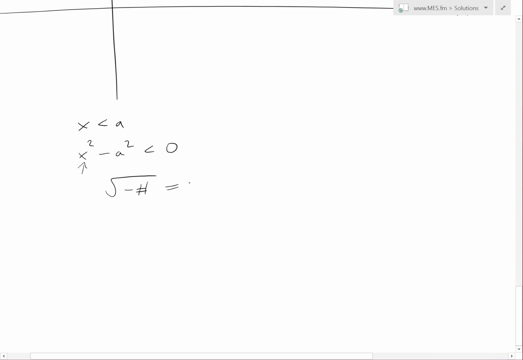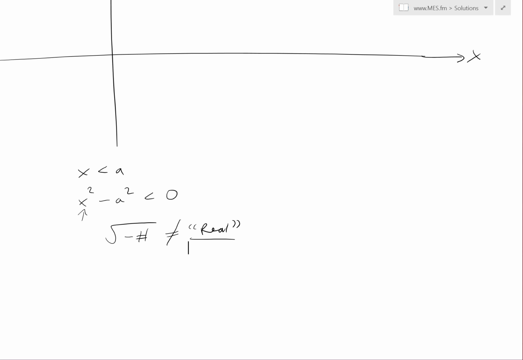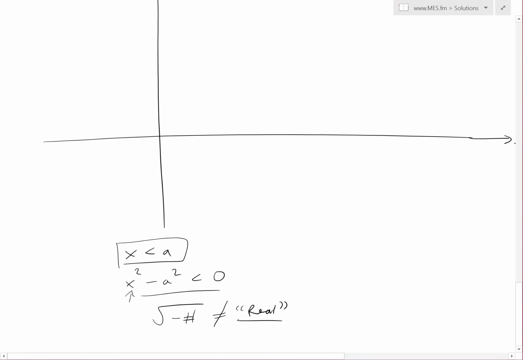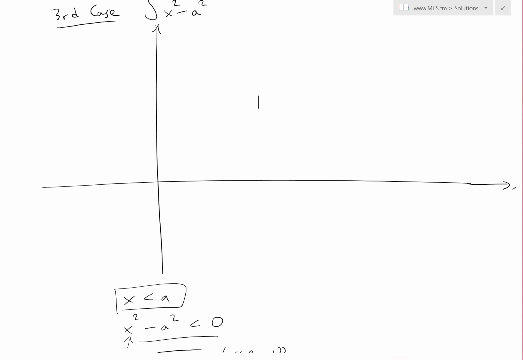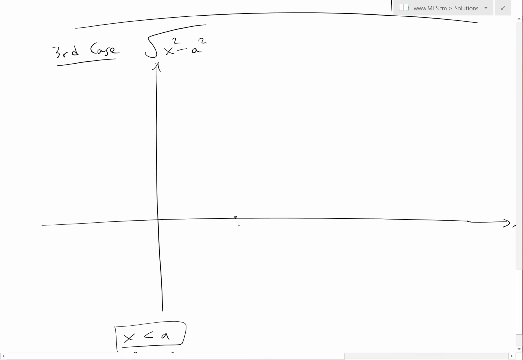And this is not a real number, so the square root is not defined in this region right here. So we can't have x less than a; we can only have x greater than or equal to a. When x equals a right here, these just cancel to 0. So this is at a, and it's the same thing.